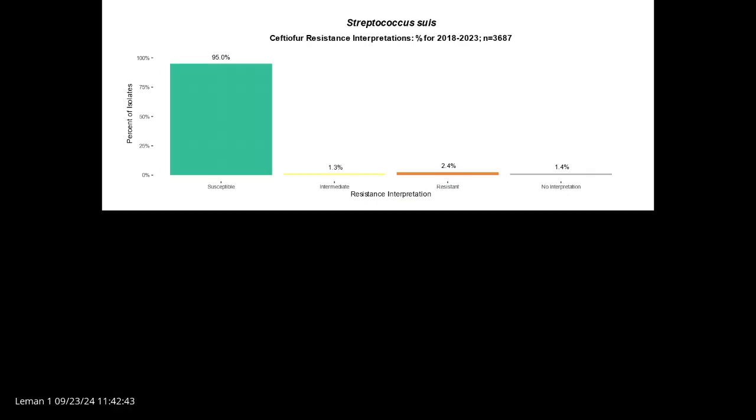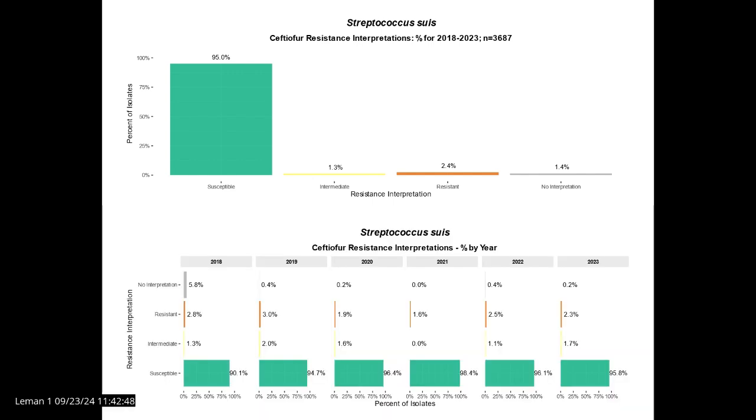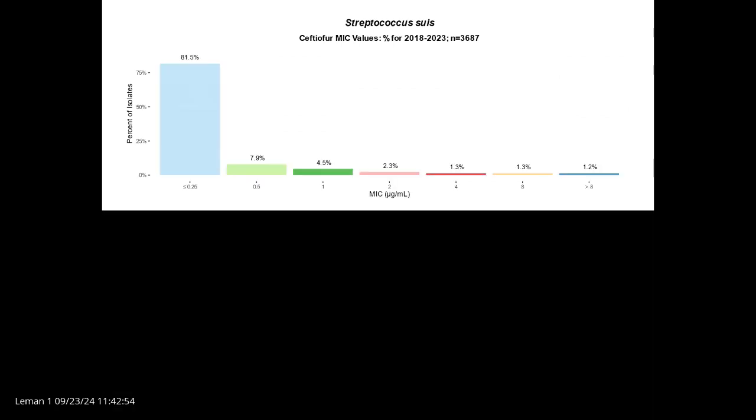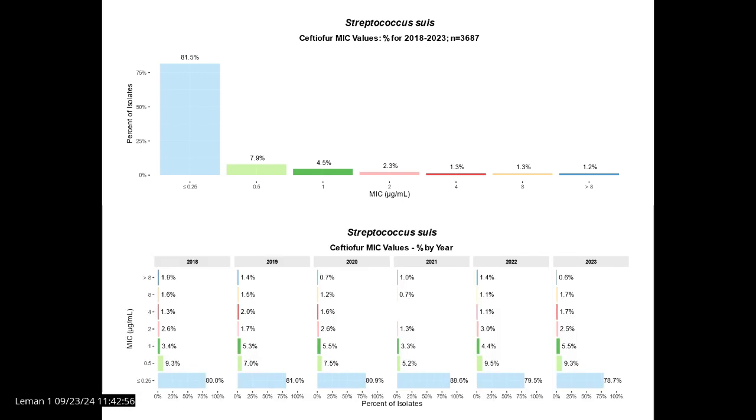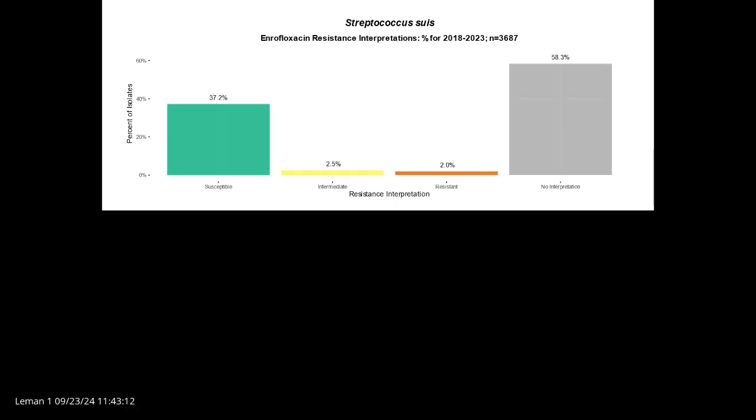And then ceftiofur, this would be kind of the next bump up the beta-lactam ladder. We're at 95%, very similar to ampicillin. And again, that hasn't changed over time, stayed fairly stable. MICs have a little bit more distribution when you look at the different gradients, but it doesn't affect the interpretation. So we're bouncing along here at probably around 80 or so percent that are at the lowest dilution, and then some that are stratifying within the rest of the concentrations.